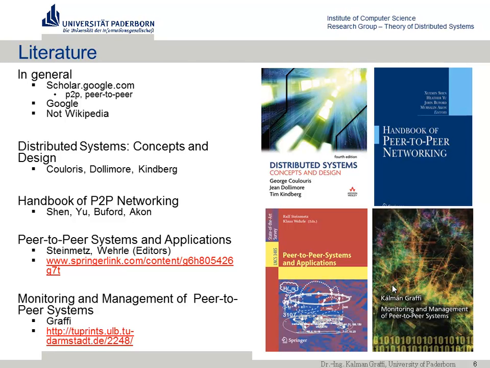If some real books are to be advised, then Distributed Systems, Concepts and Design by Coulouris is quite good, and Handbook of Peer-to-Peer Networking. It's a very big book, 1,000 pages or so, lots of things to read. If you want to go into more differentiated aspects, then I advise Peer-to-Peer Systems and Applications by Professor Ralf Steinmetz. I think the book is also available online, but I'm not sure if it's still the case.